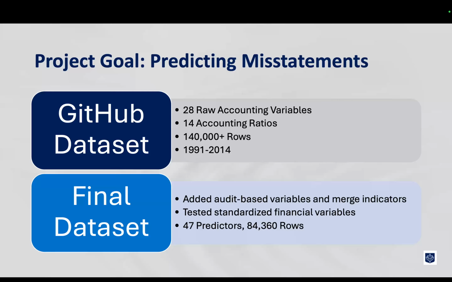For this project, I started with the public GitHub financial misstatement dataset. The original dataset included 28 raw accounting variables, 14 accounting ratios, and more than 140,000 rows, and covered fiscal years from 1991 through 2014. I then created a final modeling dataset by adding audit-based variables and merge indicators, testing standardized financial variables, and cleaning the dataset down to 47 predictors with 84,360 firm year observations. The main prediction target is whether a firm year was associated with a financial misstatement. So class 0 represents no misstatements and class 1 represents a misstatement.